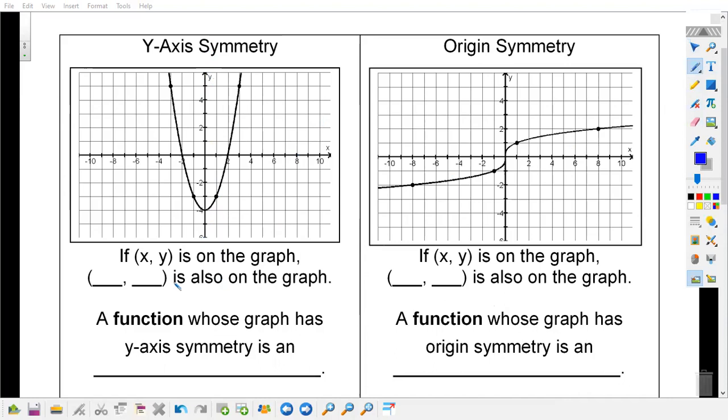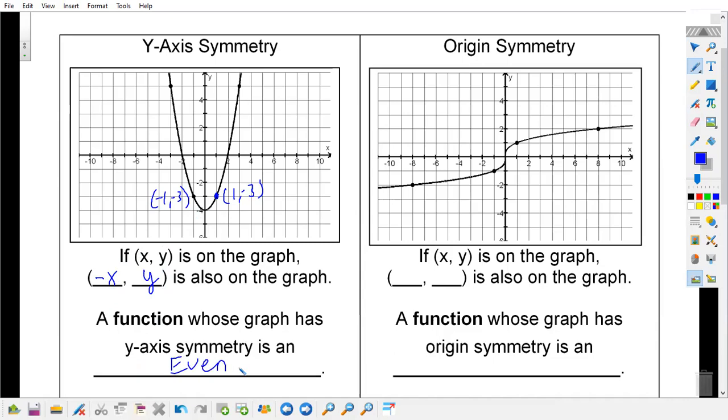When you're looking at a table, what that means is that if I have 1, -3 on the table, I also need to have -1, -3 on the table. So what's happening is that your x's are changing, but your y's are staying the same. Does that make sense? So my x's change, and mathematically we show that there's a change by making it a negative, and my y's are going to stay the same. Okay, so a function that has a y-axis symmetry is an even function, so we call it even.